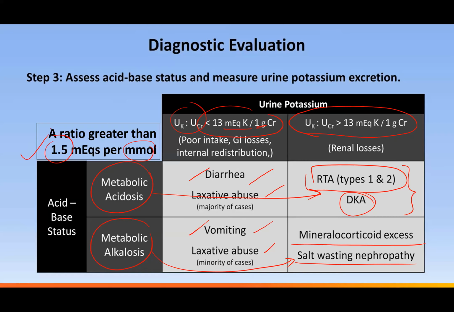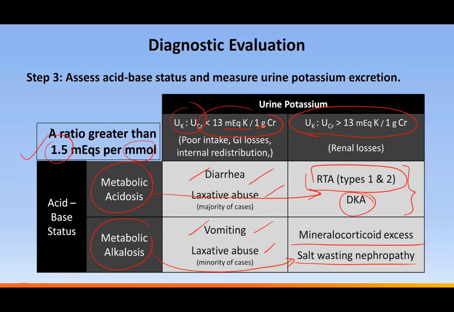Okay. Now what do I do? I take a ratio of urine potassium and urine creatinine, measured in milliequivalents, both of them. If it is 13 or less, it is diarrhea or vomiting. How do I differentiate? Acidosis, diarrhea; alkalosis, vomiting. Laxative abuse, history is available.